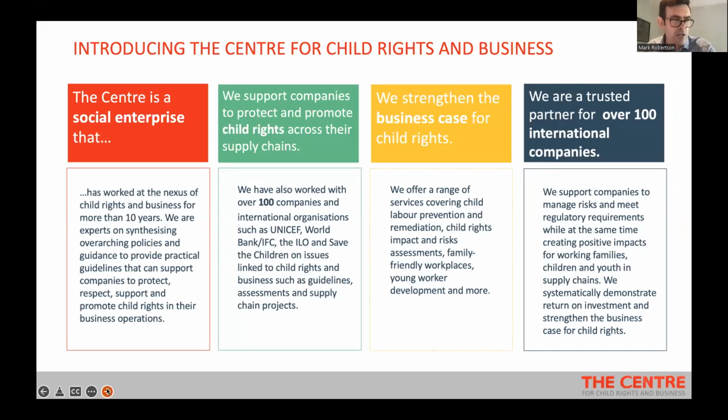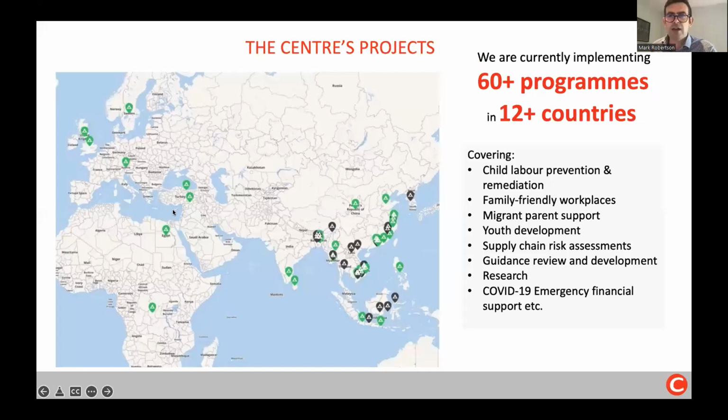And really our focus is to work with companies to improve their impact on child rights in their global supply chains. So we work across a number of different areas to achieve that aim. Obviously child labour prevention and remediation is a big part of our work, which we'll be talking about today, but we also do work across a broad range of other child rights areas with companies in their supply chains as well, be that promoting family-friendly workplaces at factories and farms or other work around risk assessments, etc. So that's just a very quick introduction to myself and the centre.